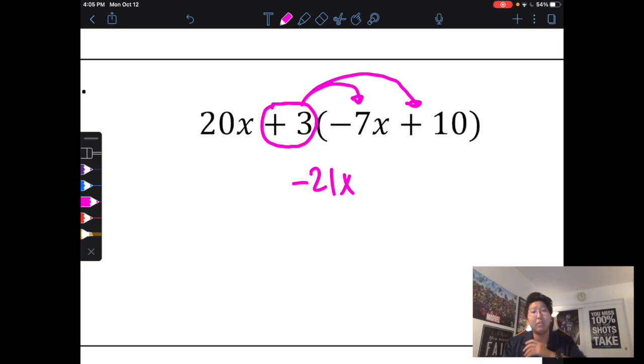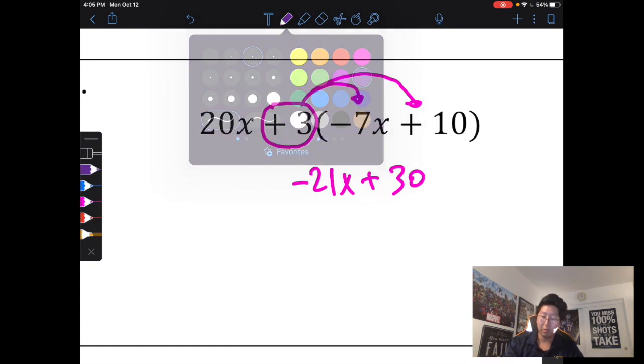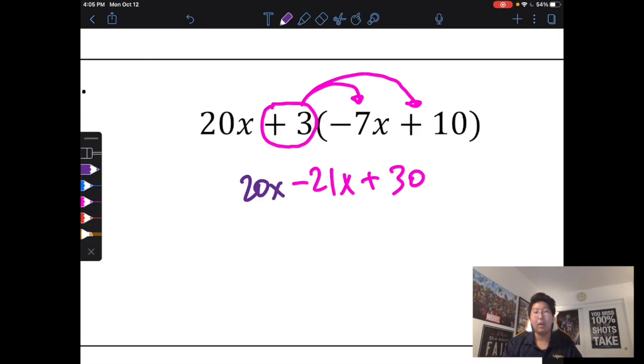3 groups of negative 7 x's, right? So there's going to be negative 21 x's. And then 3 groups of positive 10 is plus 30. There's going to be 3 groups of 10: 10, 10, 10, 30. So after I distribute, all I need to do is keep the 2 on the x. And then now I just combine like terms. I'll do orange. 20x minus 21x is negative x plus 30.